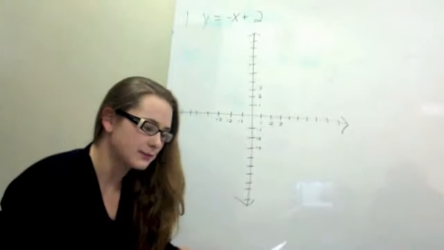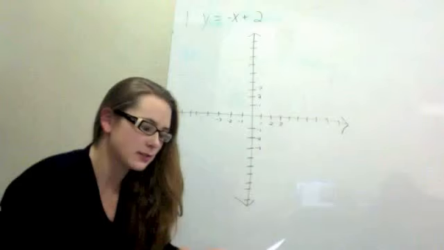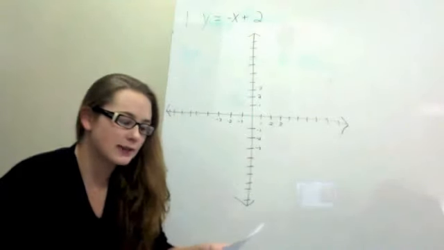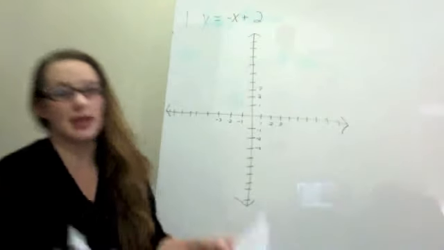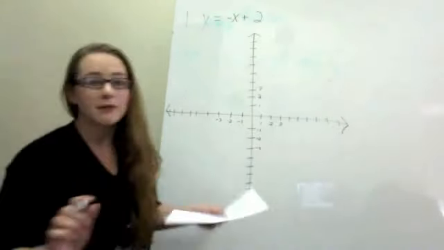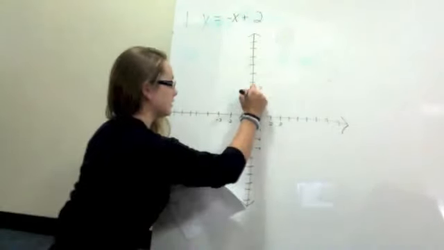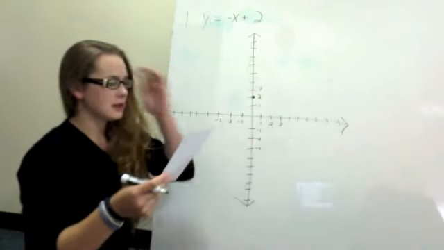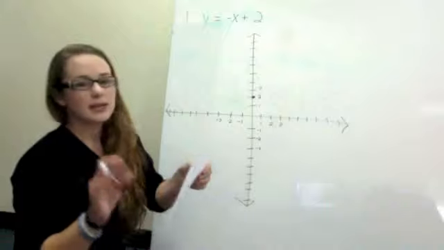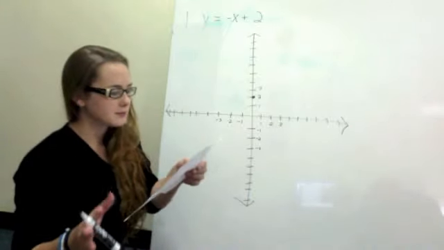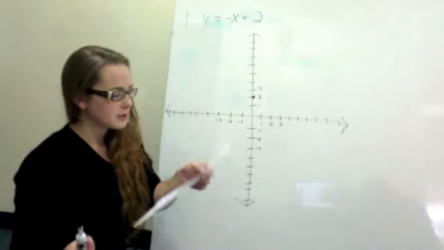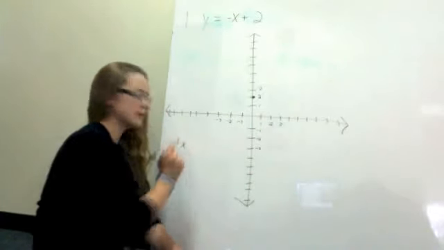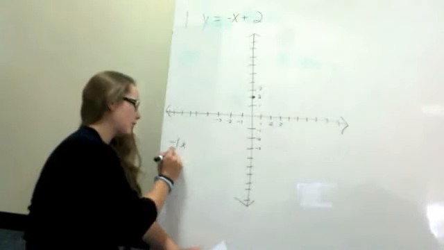So, number 1, y equals negative x plus 2. This is the slope-intercept form, and 2 is where we're going to begin. So that's where we're going to graph 2. Just put a dot on 2. And then the slope is the negative x part. Technically it's negative 1x over 1.